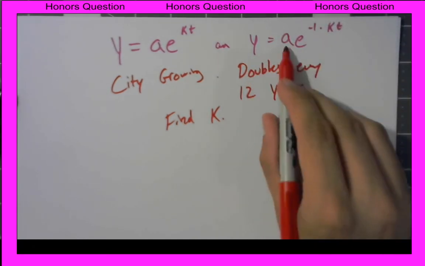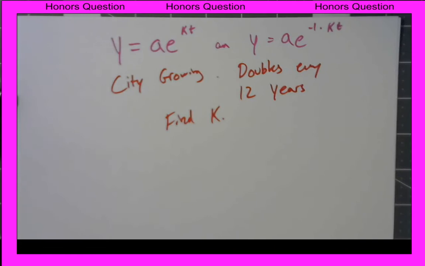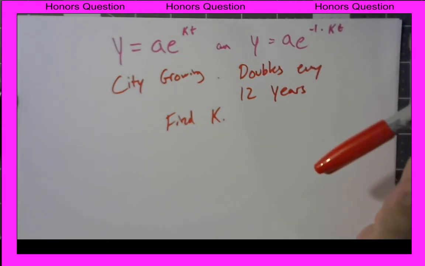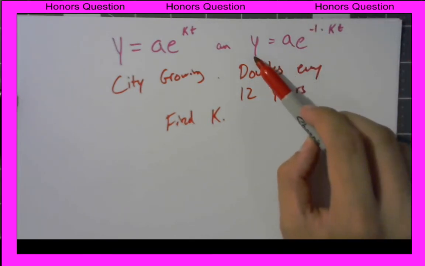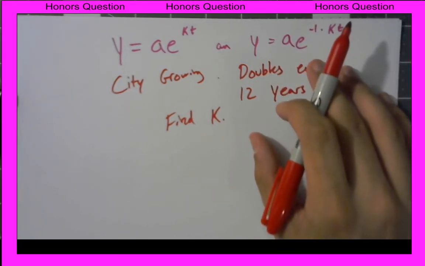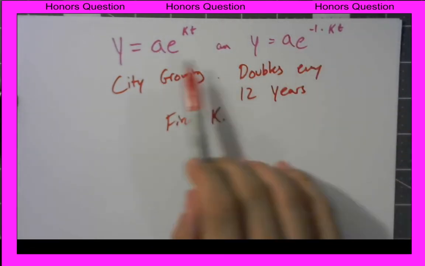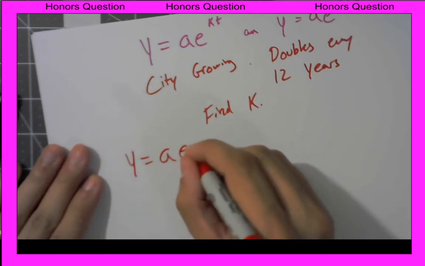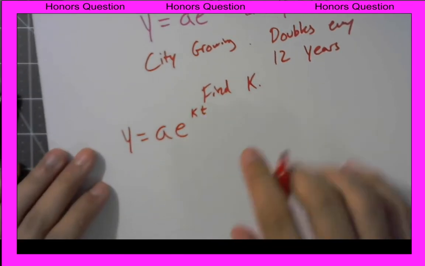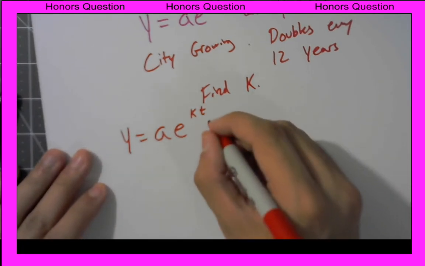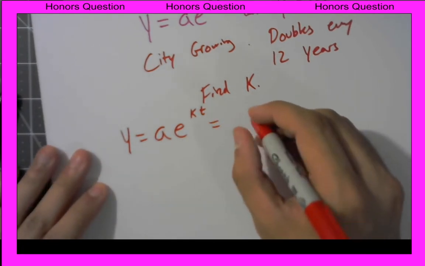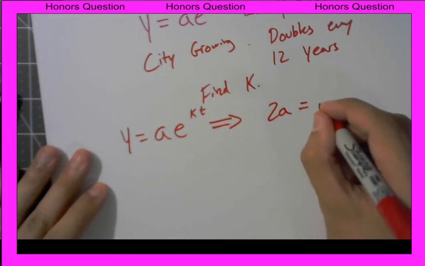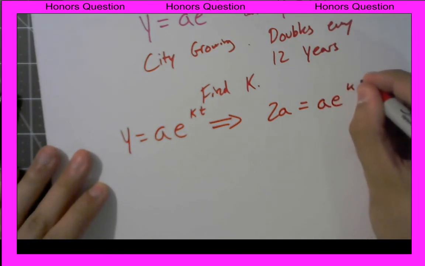We have 1, 2, 3, 4 variables and 2 givens. So it doesn't seem like enough to find it, but what we're going to do is change a and y to be one variable. So instead of this is decay, we'll use the growth one. So for example, y equals a e k t. Instead of y and a, I'm going to write them as, let me use this as a big arrow, 2a equals a e k t.